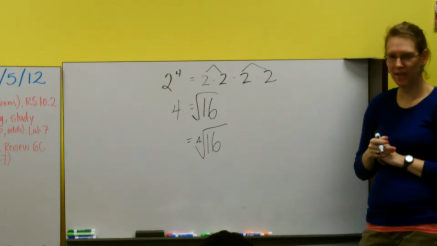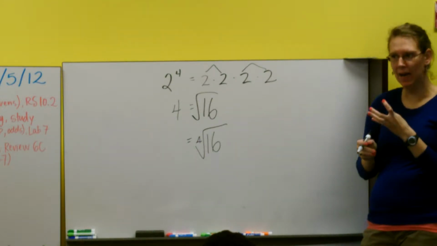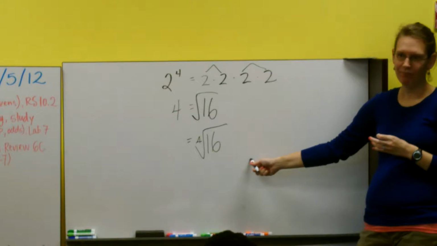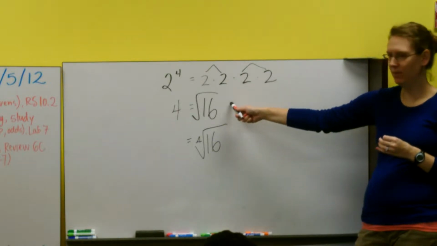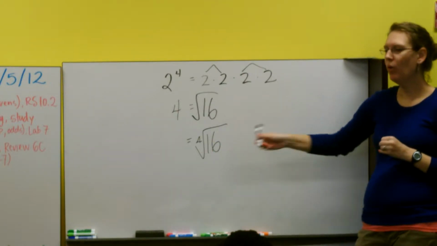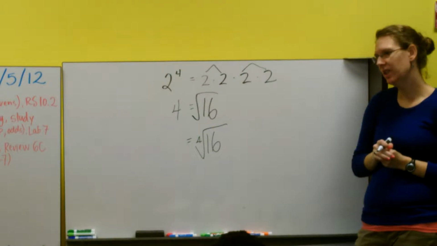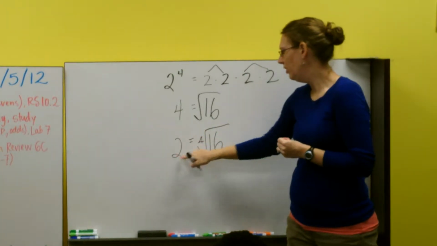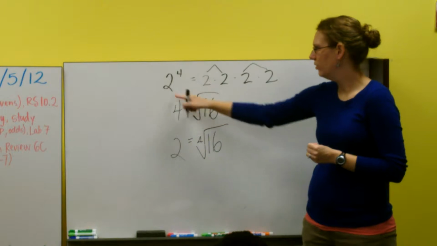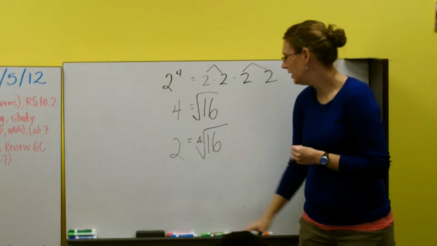But the 4th root of 16, so what times itself 4 times gives us 16? Okay, we said the square root of 16 was 4, so what's the 4th root of 16? 2, exactly. 2 to the 4th gives us 16. 2 to the 4th got us that 16.